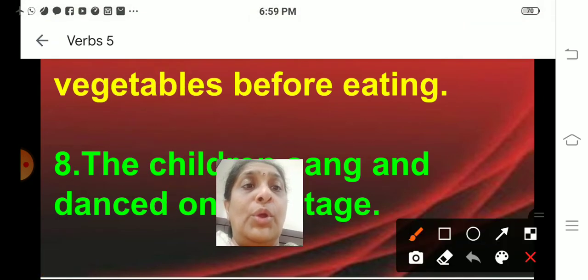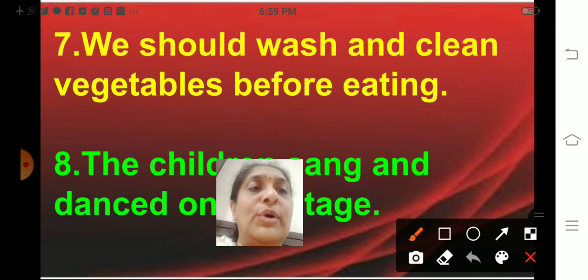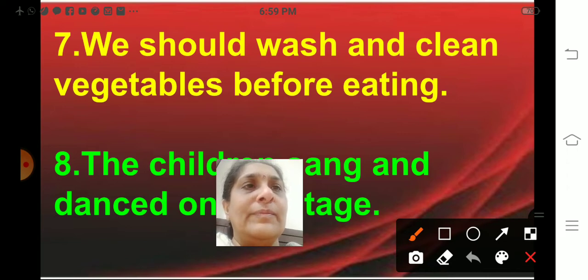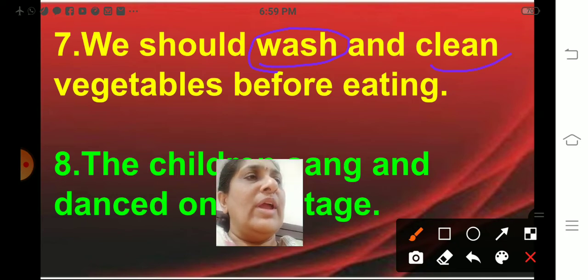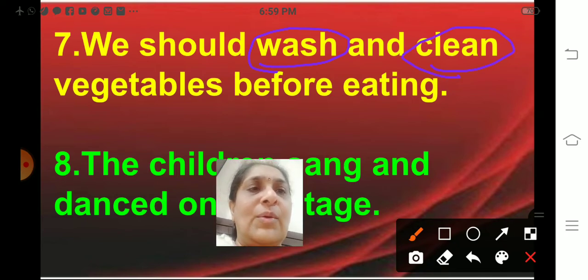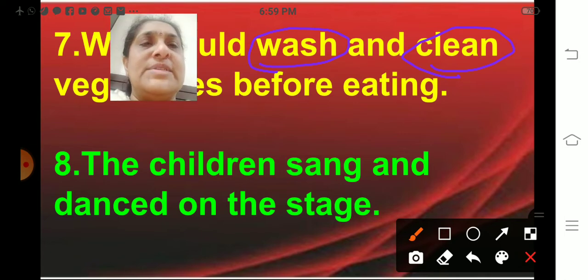Now, you may have more than one verb in a sentence. So you have to think properly, children. Okay, now let's see the seventh one. We should wash and clean vegetables before eating. Which is the verb here? There are two verbs. Think, children. Yes, wash. Very good. And clean. Okay, there are two verbs.